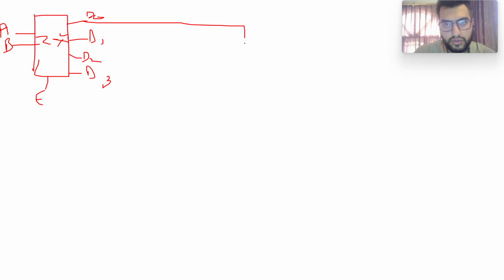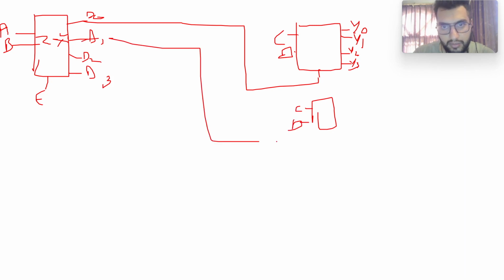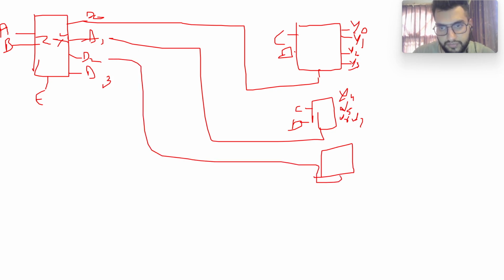So this D0 goes to the enable of one decoder which has input C and D, and here will be Y0, Y1, Y2, Y3. Then I have another decoder which has C and D. Here the enable will be this, and we have Y4, Y5, Y6, Y7. Then you have this, which is Y8, Y9, so on up to Y11.